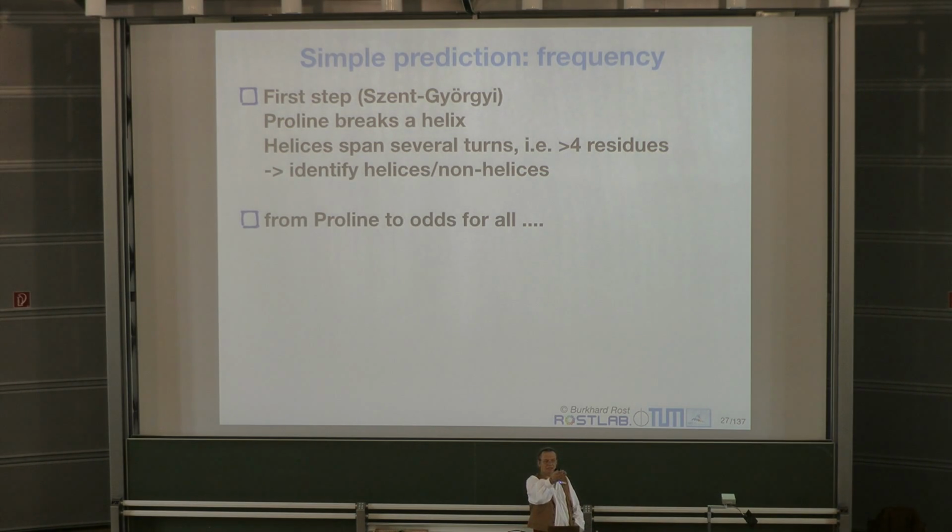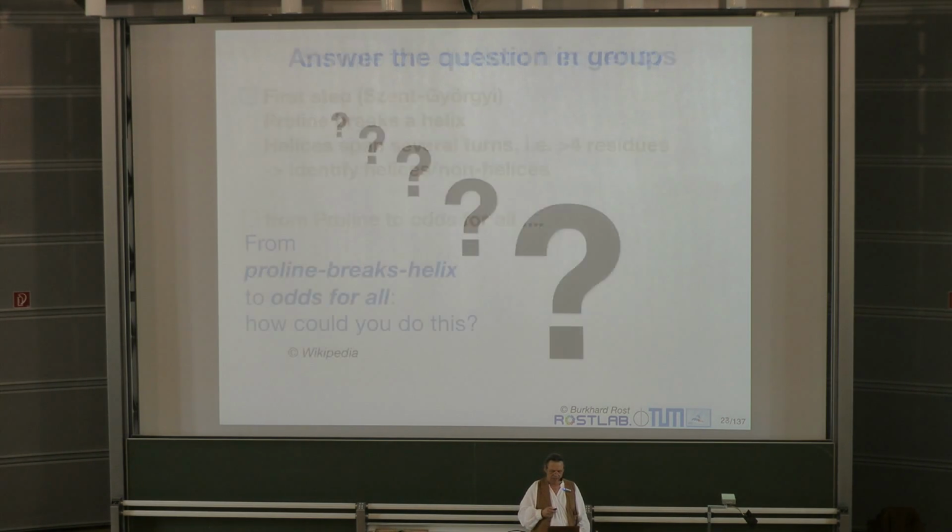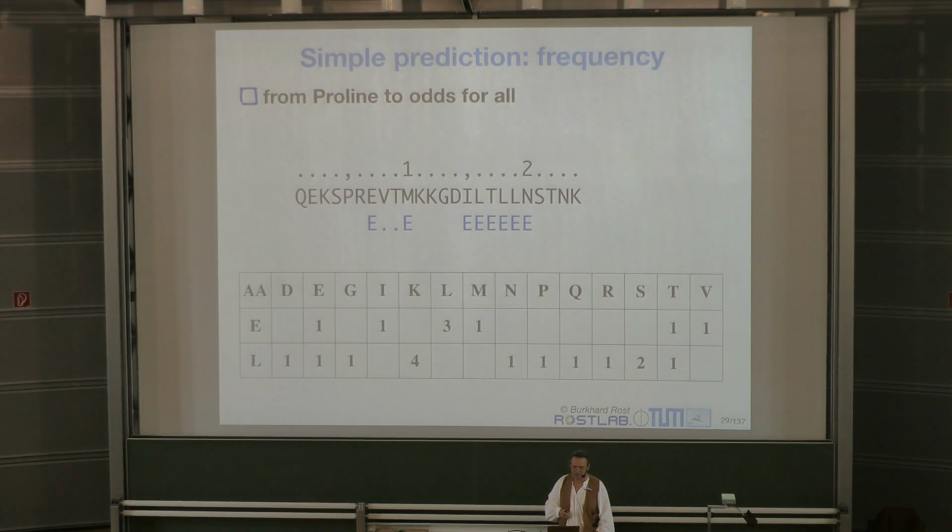And now this brings us to exactly the idea that was formulated here, which is to go from proline to odds for all. You simply take a protein sequence and look up, for every single residue, the probability of being in each of the three states. In this particular case, the protein has only E and L, so the H would be 0 here. So again, you count the D is in the L, the E is in the L, and so forth and so forth.